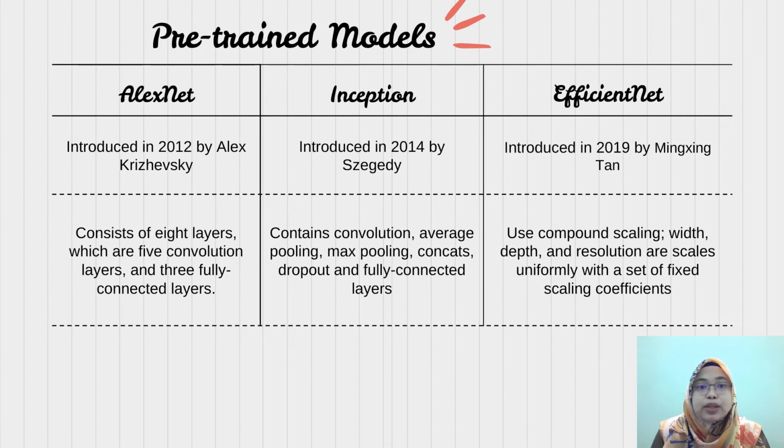These are examples of pre-trained models that are usually used in image classification, which are AlexNet, Inception, and EfficientNet. AlexNet was introduced in 2012 and consists of 8 layers, which are 5 convolution layers and 3 fully connected layers, while Inception was introduced in 2014 and contains convolution, average pooling, max pooling, concats, dropout, and fully connected layers. For EfficientNet, this is the latest model that was introduced in 2019. It uses compound scaling, which means width, depth, and resolution are scaled uniformly with a set of fixed scaling coefficients.